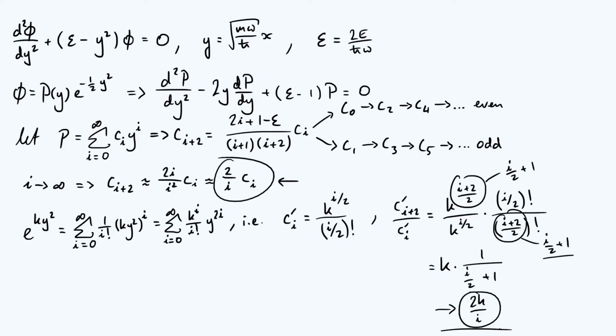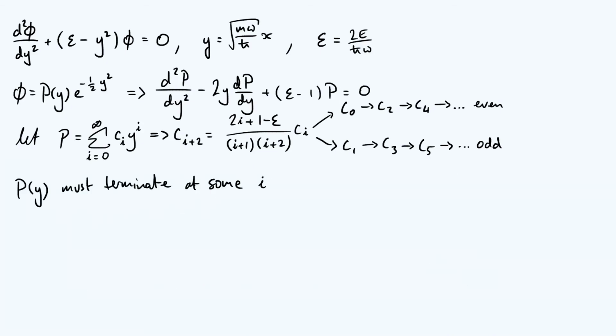So the conclusion of all of this, which I'm going to write down here, and this is a very important point, is that P(y), that series expansion, must terminate. In other words, it shouldn't have an infinite number of terms. It must terminate at some I. Otherwise, your series expansion is going to behave like e to the y squared at large values of y and make your wave function infinite. The only way we can avoid that is if you don't actually have an infinite number of terms in your series expansion. So here's where we get to do some interesting physical interpretation of all of this maths.